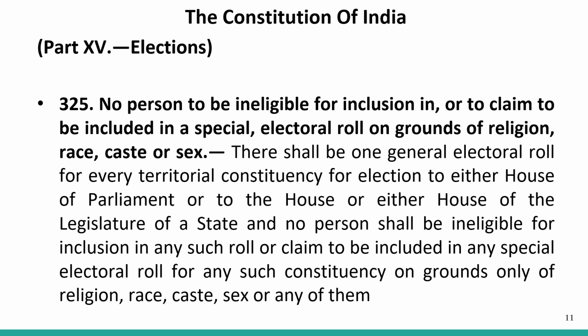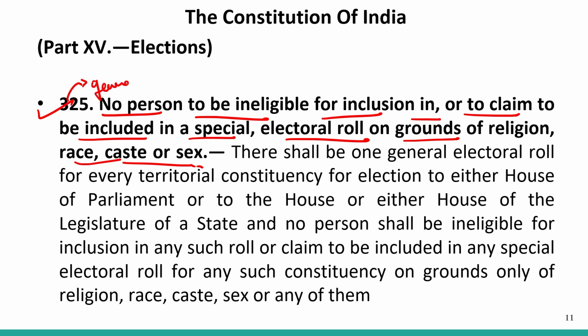Now let's try to understand what Article 325 is saying. It is saying that no person is to be ineligible for inclusion in, or to claim to be included in, a special electoral roll on the grounds of religion, race, caste or sex. So basically Article 325 is talking about the general forms of equality.